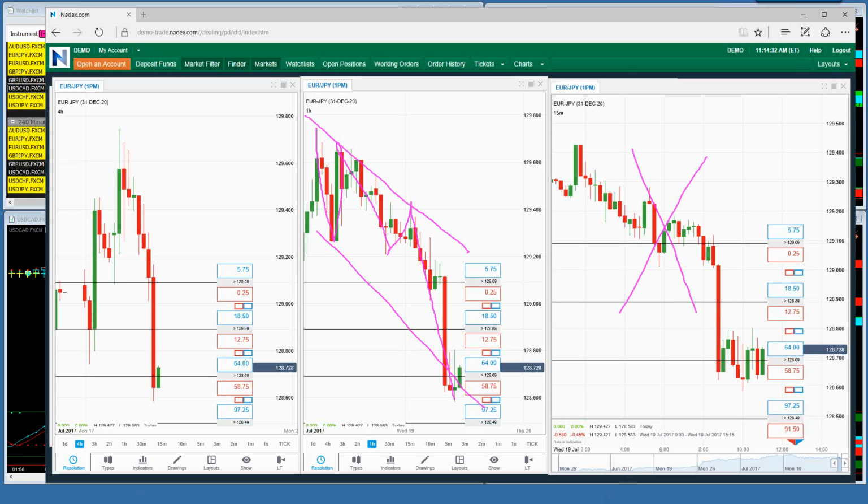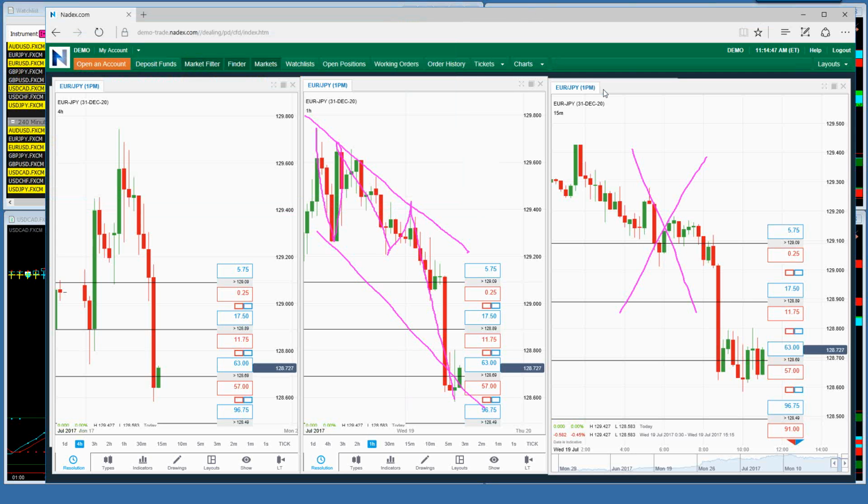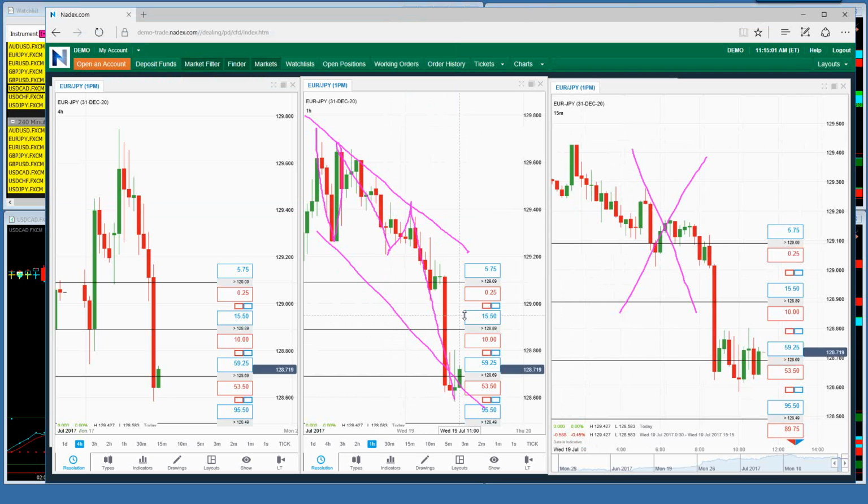Why did I choose the euro yen? It was really kind of simple. I looked up here and it told me it just made a pivot low. That's the only reason I chose it, because I knew that with a pivot low, the chances are you're going to get a retracement. And that's the way the price bars work.